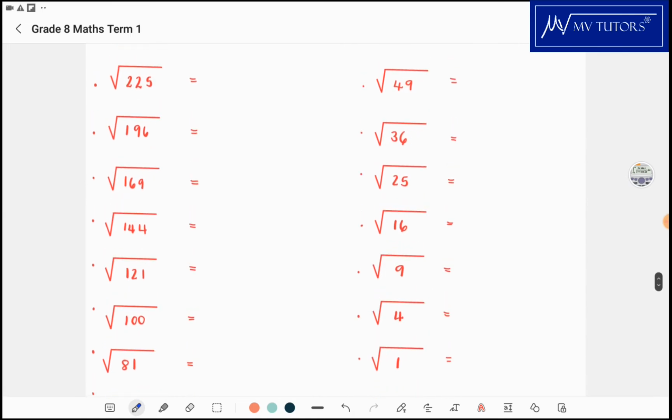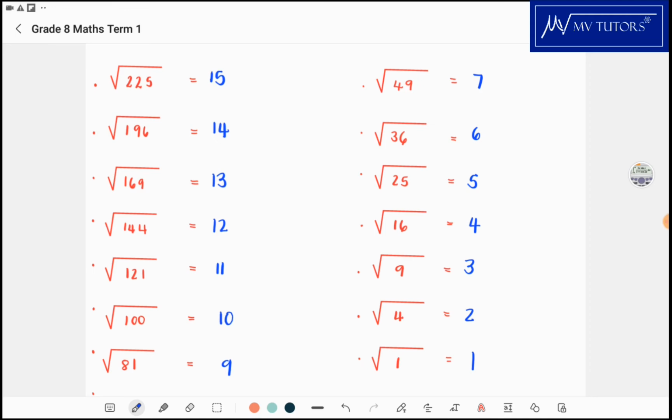Because we've done it, we know the square root of 225 is basically 15. Square root of 49, that is 7. Square root of 196, that's 14. 169 is 13. Square root of 36, that is 6. Square root of 25, that's 5. Square root of 144, that's 12. Square root of 16, that's 4. Square root of 121 is 11. Square root of 9 is 3. Square root of 100 is 10. Square root of 4 is 2. Square root of 81 is 9. Square root of 1 is 1.